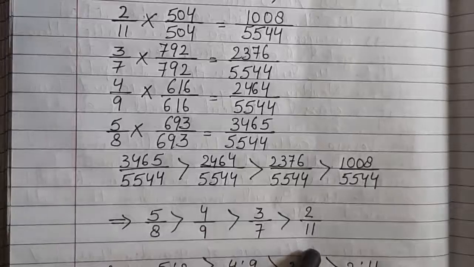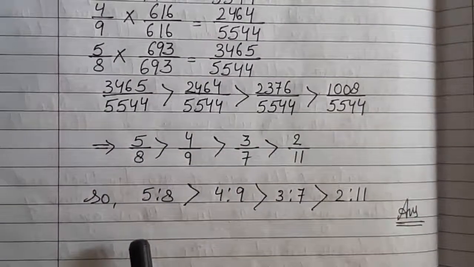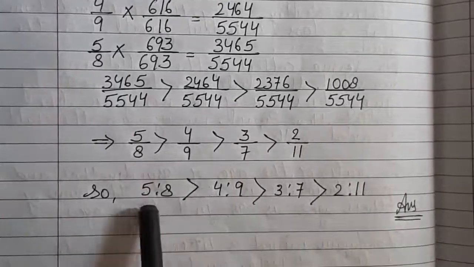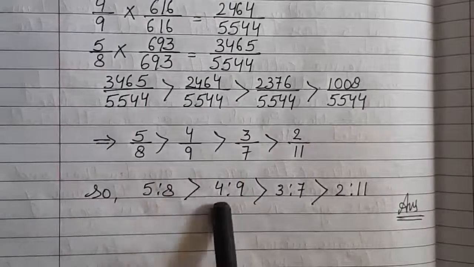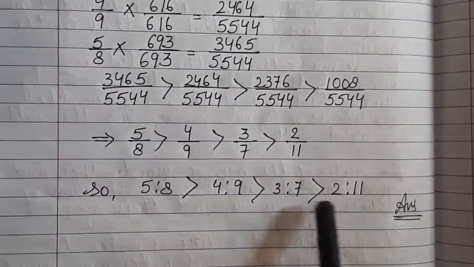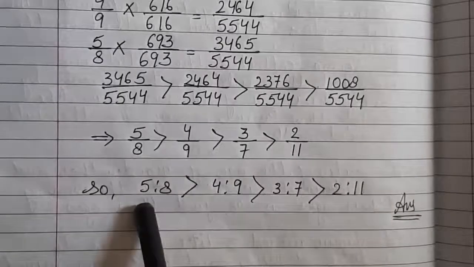Now convert into ratio form, because in the question they are asking for ratio form. Right? So 5 is to 8 is greater than 4 is to 9 is greater than 3 is to 7 is greater than 2 is to 11. This will be the answer.